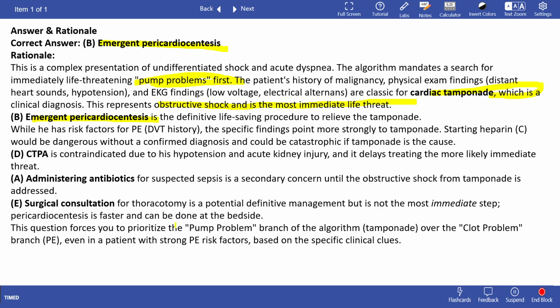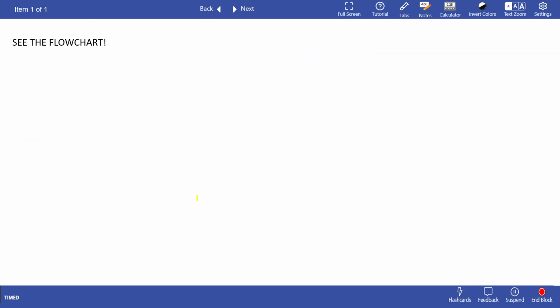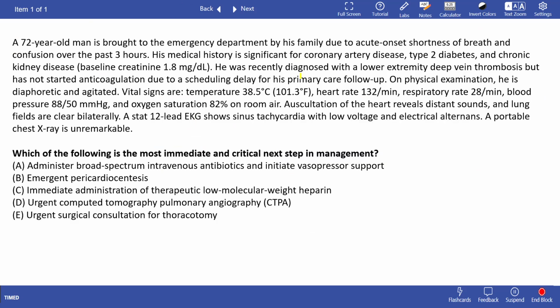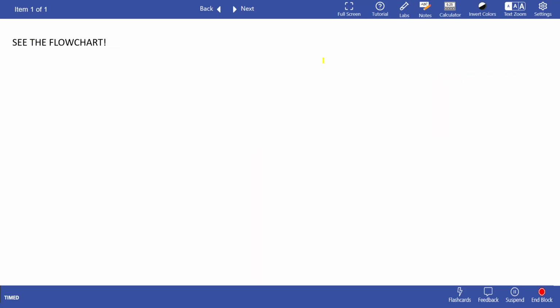The question forces you to prioritize the pump problem branch of the algorithm over the clot problem, even if the patient has strong PE risk factors. What PE risk factors does the patient have? He was diagnosed with DVT, right? And he's also old, he has diabetes and coronary artery disease, and he also has hypertension. So all of these do push you towards a pulmonary embolism kind of presentation, but you have to be careful.